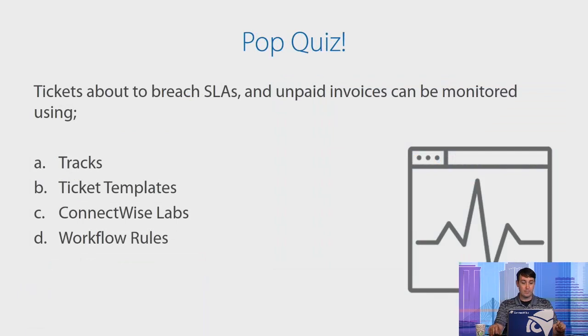All right, time for another pop quiz for you guys. Tickets that are about to breach SLAs and unpaid invoices can be monitored with this piece of automation: tracks, ticket templates, ConnectWise Labs, or workflow rules. Let me see what you guys think.